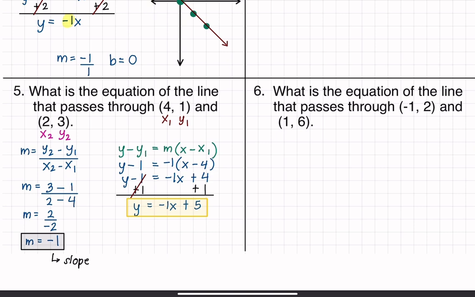Okay, you try to answer number 6. What is the equation of the line that passes through (-1, 2) and (1, 6)? Pause the video while you're answering.